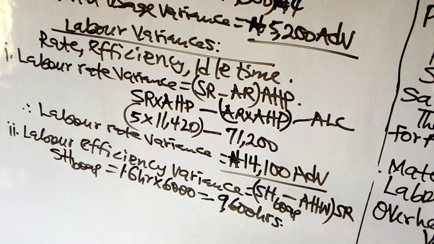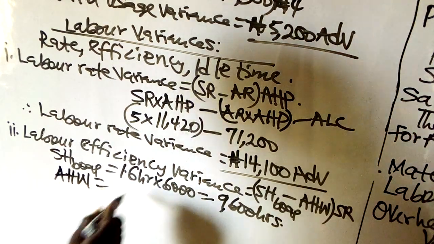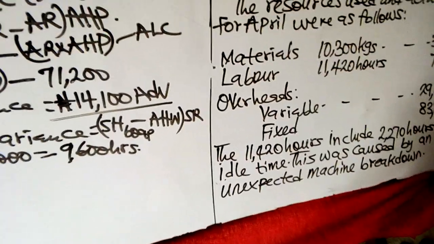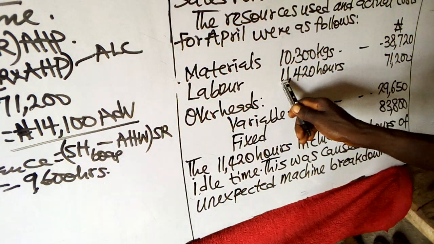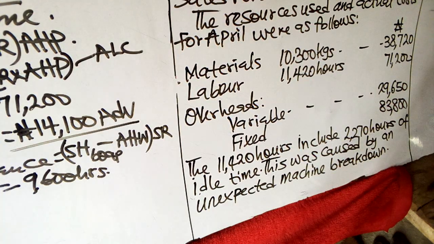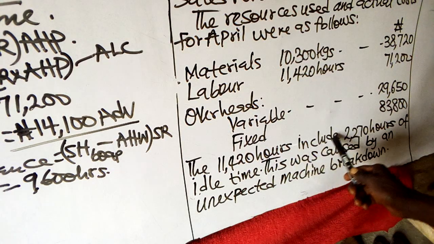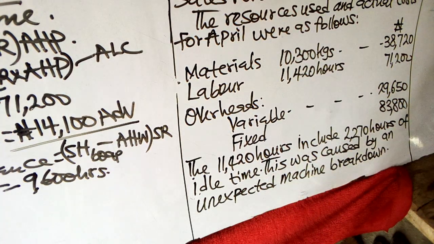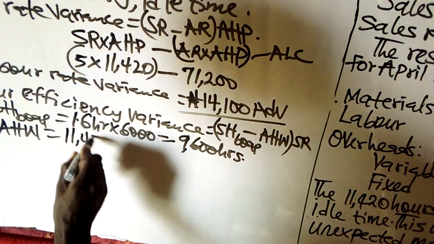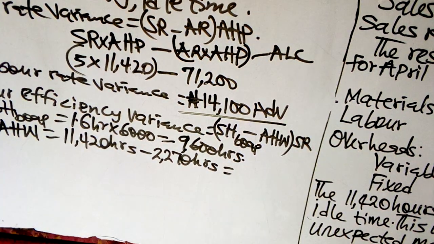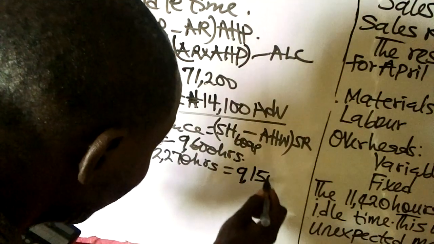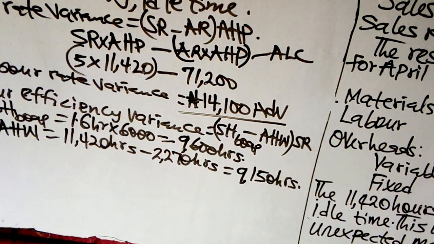Then what is our actual hours worked? You are given the actual hours paid for. Workers were paid for 11,420 hours. They were paid 71,200 for 11,420 hours. In the footnote, you were told that the 11,420 hours include 2,270 hours of idle time. If idle time hours is included in that, 11,420 hours minus 2,270 hours of idle time. That means the hours they worked, 11,420 minus 2,270, then we have 9,150 hours. That is the actual hours the workers were engaged.